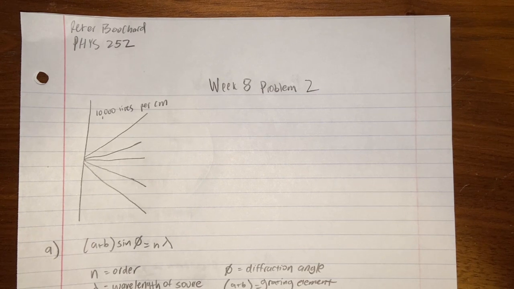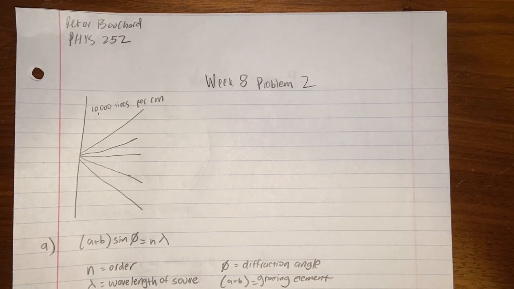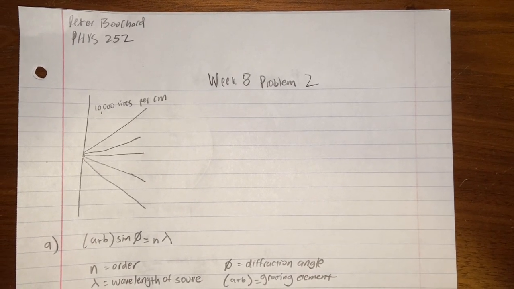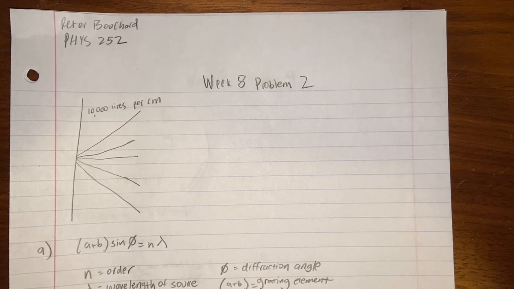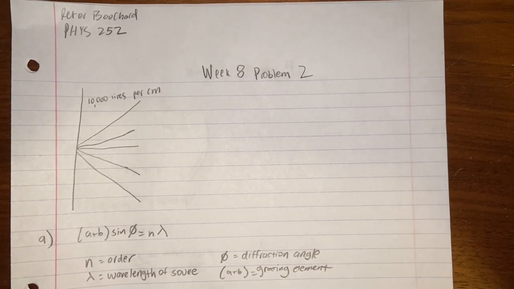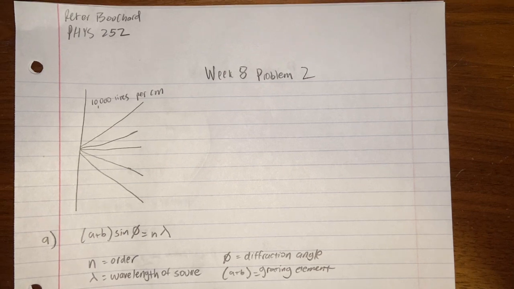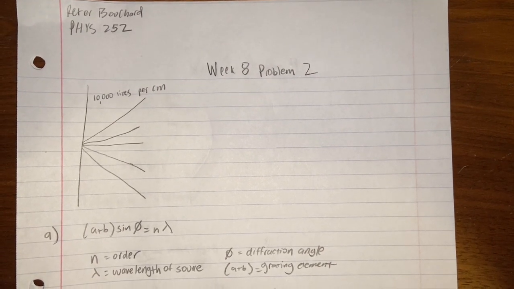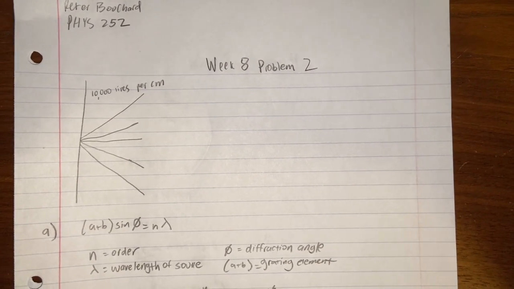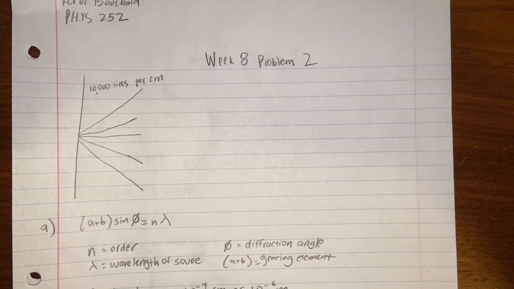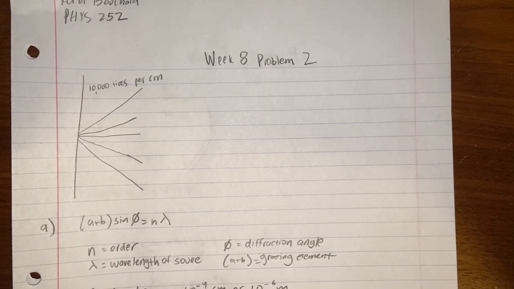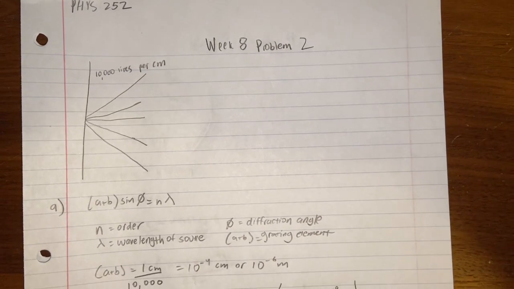So in this problem, we have a grating that is ruled with 10,000 lines per centimeter, and it is used to diffract light from the sun. There are 4 parts to this problem, and in the first part we are trying to find out at what angle a certain length line of helium would first be observed.